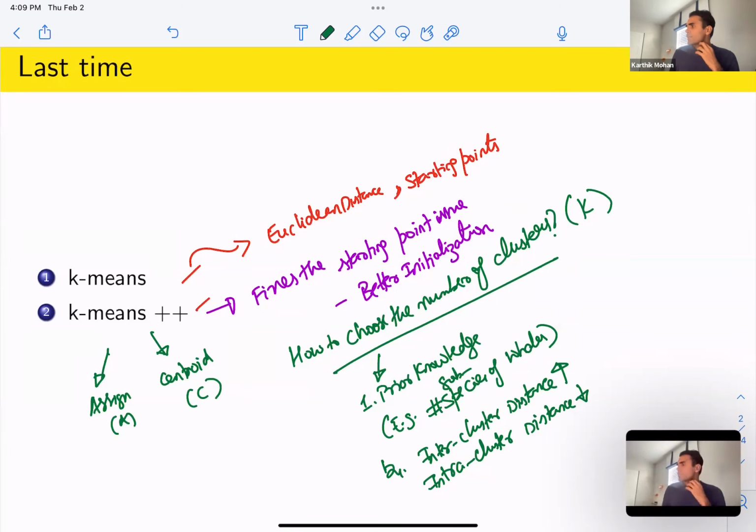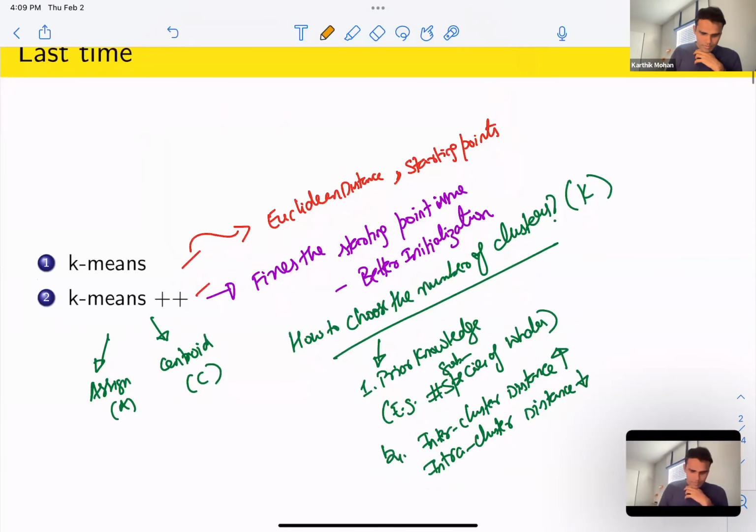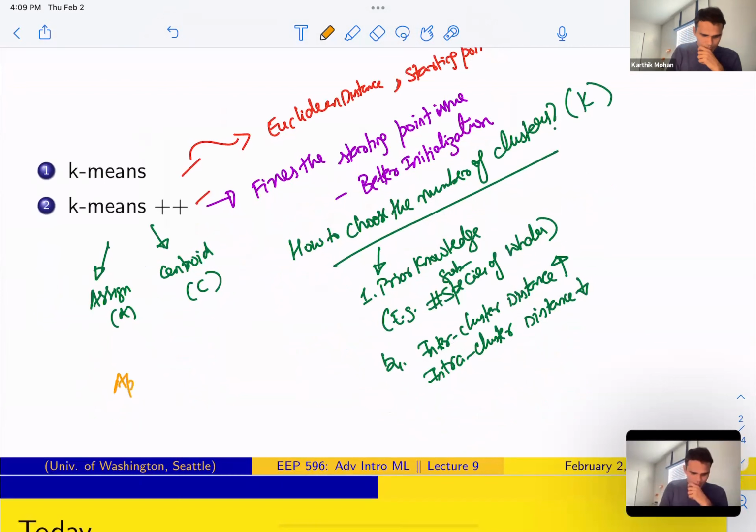And we also discussed the applications of clustering. One instance is outlier detection, anomaly detection. Let's just write it down here. Outlier, anomaly detection.